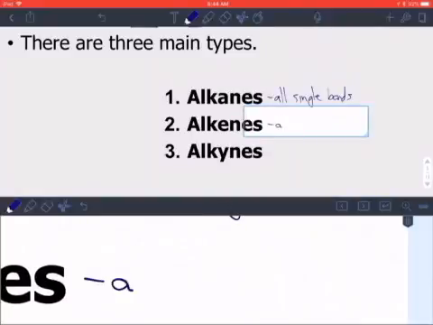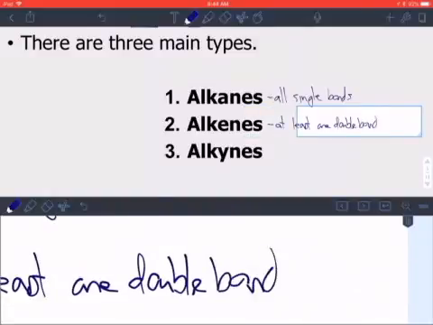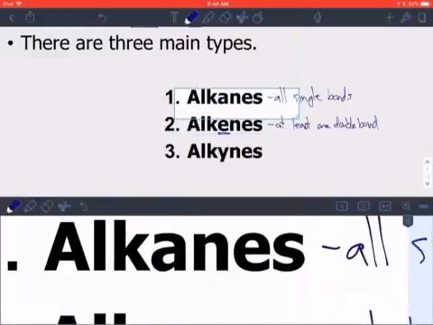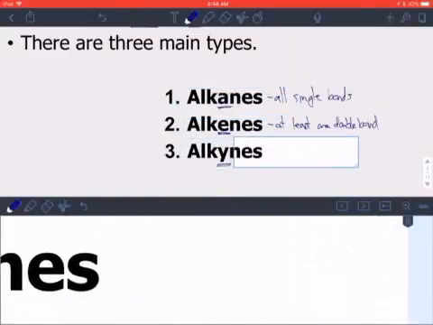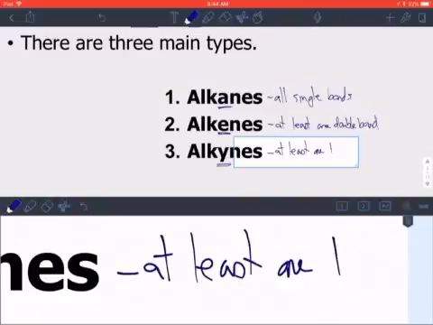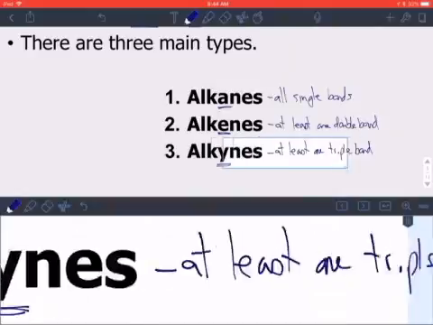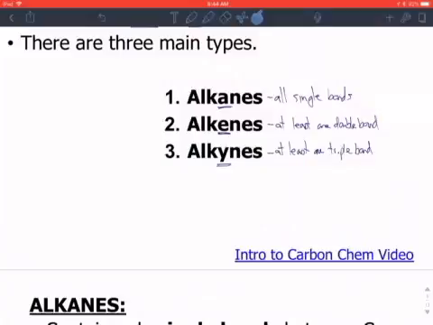Alkenes contain at least one double bond. At least one double bond. So if there's one double bond in there, we call it an alkene. So the E tells you double bond. The ane tells you single bonds. Alkynes, the Y tells you that there is at least one triple bond. At least one triple bond. So the Y tells you that there is at least one triple bond.